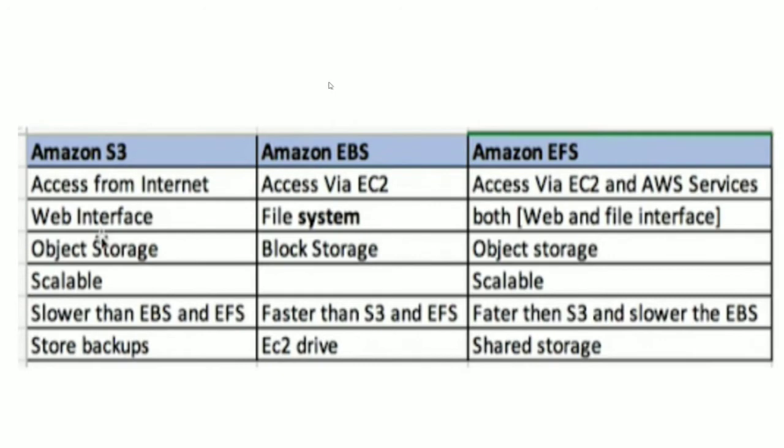So let us recall the difference between all three storage services provided by AWS. S3 can be accessed through the internet. That is, you can provide the URL of your stored object, and you can view the object through the URL. EBS can be accessed via EC2 only, because it is the volume added to the EC2. Amazon EFS can be accessed via EC2 and other AWS services. S3 is an object storage type, EBS is a block storage type, and EFS is a file storage type.